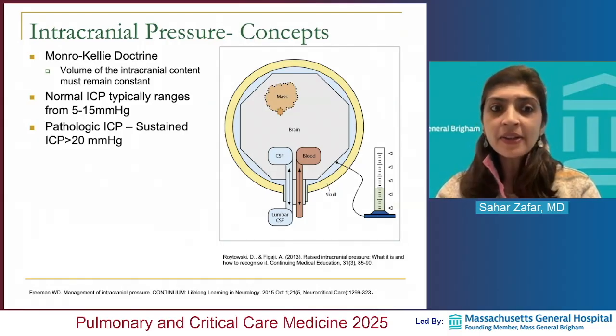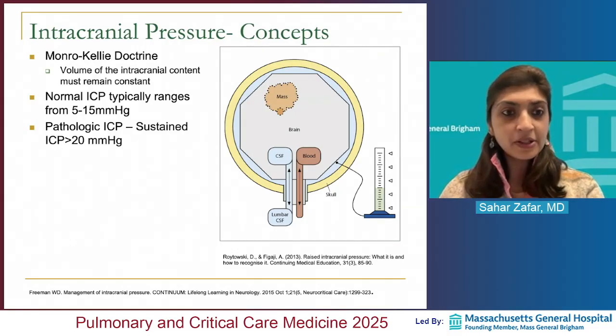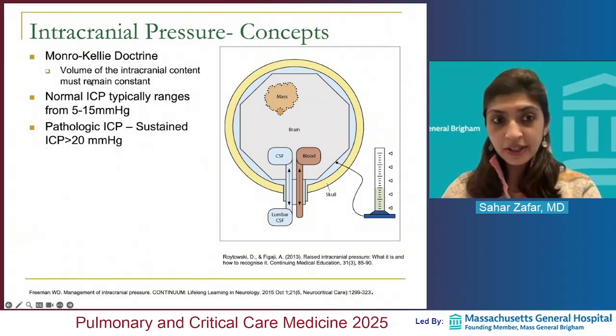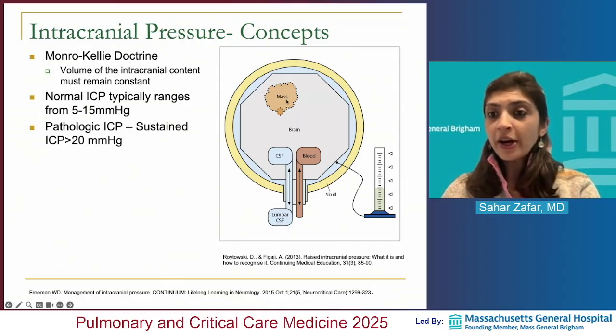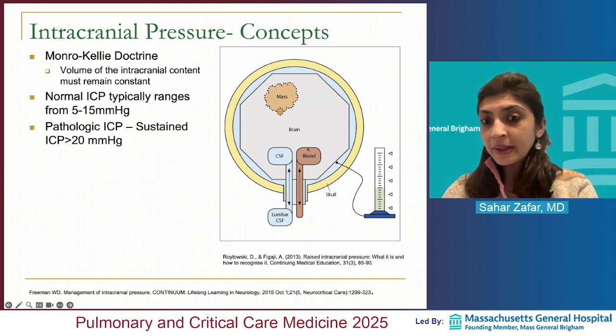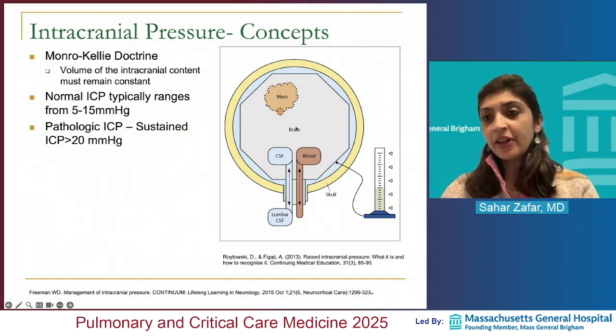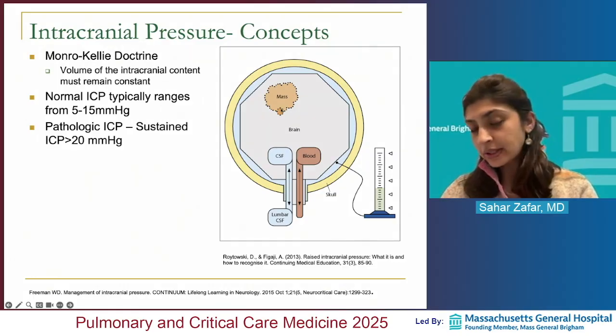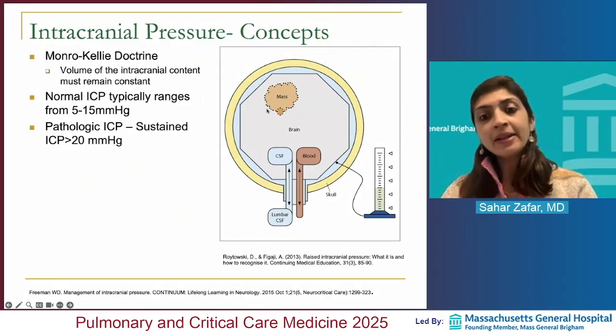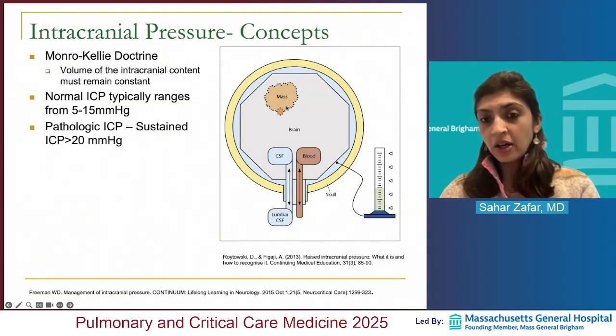The concepts of intracranial pressure can best be understood by the Monro-Kelly doctrine. And this doctrine states that the volume of the intracranial contents must remain constant. So what are the intracranial contents? These include the brain, CSF, as well as blood. And what the doctrine states is that if there is an increase in one of the components, say, for instance, that there is a brain mass or a bleed that results in an increase in the volume of brain content, there is a compensatory decrease in the other.